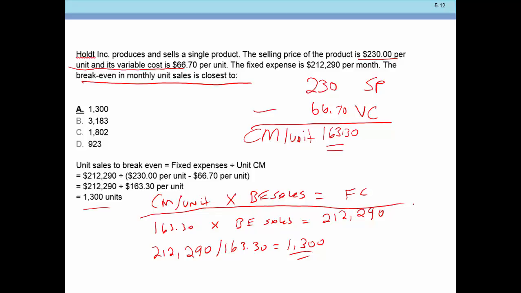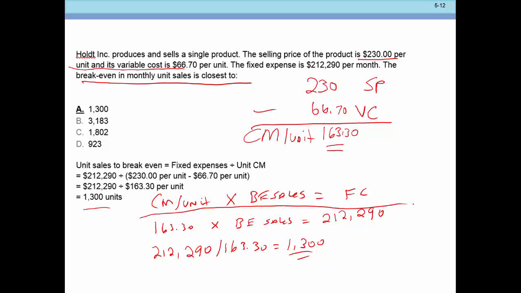So you set it up: contribution margin per unit times the break-even sales equals my fixed cost. My contribution margin per unit is 163.30. I'm solving for the break-even units, and I have to cover fixed cost of $212,290, this problem told me. So I take the $212,290 and divide it by my contribution margin per unit. I have a break-even of how many units here? 1,300, right?